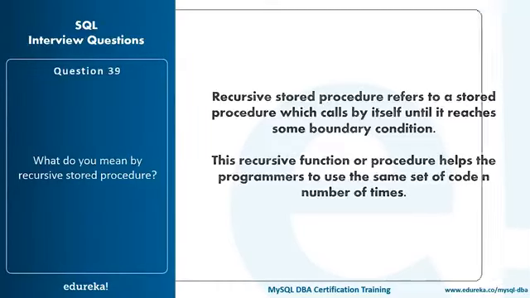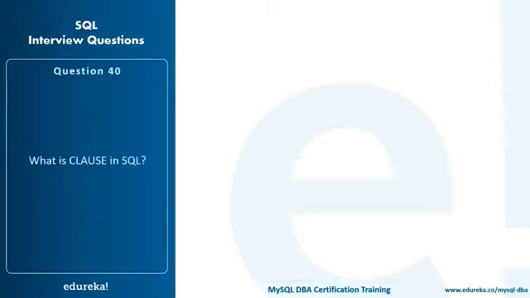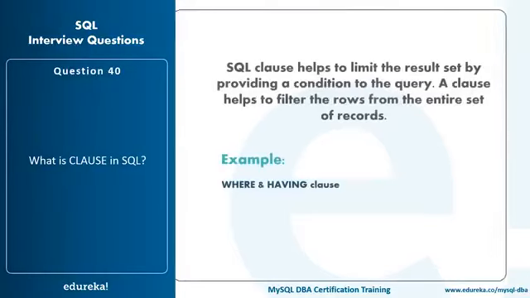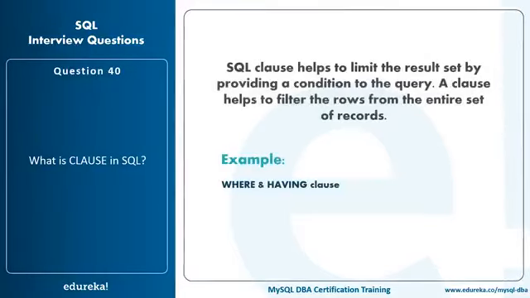Now let's move forward to our next question, that is, what is a clause in SQL? SQL clauses basically help you to limit the result set by providing a condition to the query. A clause helps to filter the rows from the entire set of records. For your better understanding, examples are the where and having clauses. When you write a query having these two clauses, you basically mention a condition in them, right? Like where student number is equal to 2, or having roll number greater than 5 and so on, right? So that's how you can use a clause in SQL.